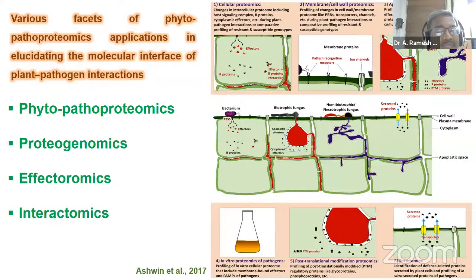In fact, we have to look for a very holistic way of integrating all these tools of omics to make our understanding better. During the recent years, we could see lots of new terminologies like phytopathoproteomics, proteogenomics, effectoromics, interactomics, and many such omics platforms, which help us to critically and specifically look for the finer details, which would help us to fill the gaps in understanding.